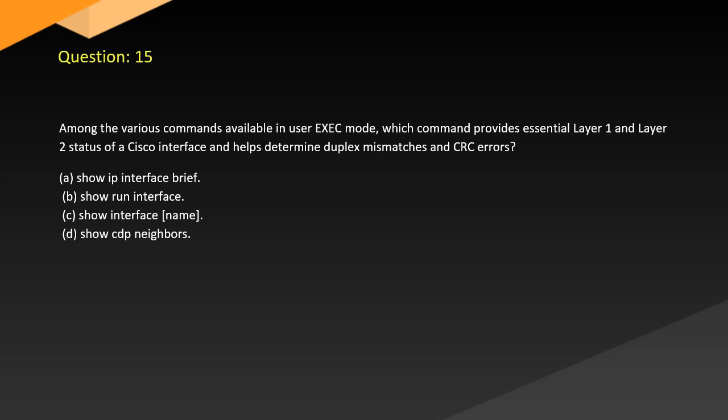Question 15. Among the various commands available in user exec mode, which command provides essential Layer 1 and Layer 2 status of a Cisco interface and helps determine duplex mismatches and CRC errors? A. show ip interface brief. B. show run interface. C. show interface name. D. show cdp neighbors.